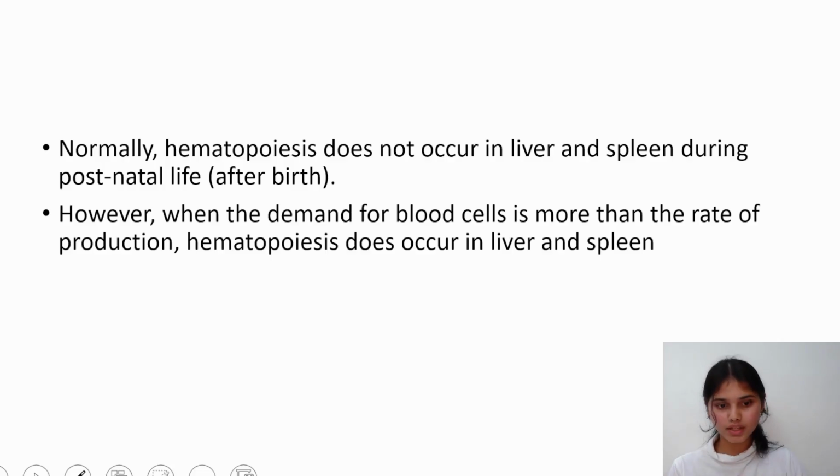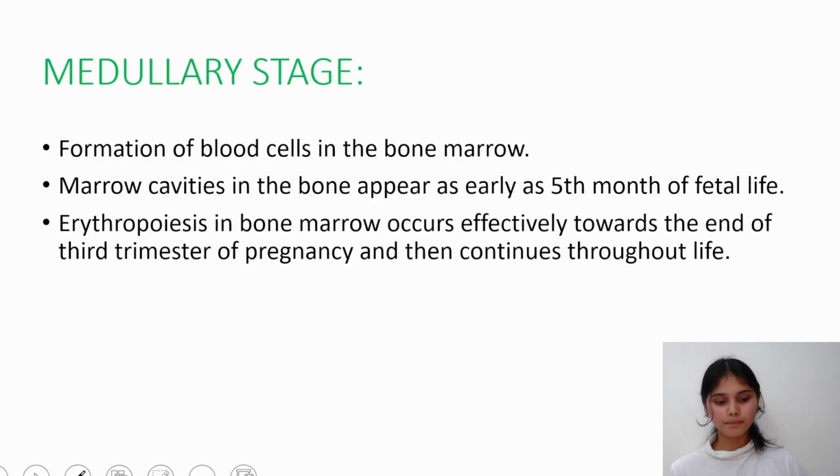Extramedullary, outside the medulla. So hematopoiesis does not occur in the liver and spleen after postnatal life, that is after birth. However, when the demand for blood cells is more, let's say your body demands more blood cells, but the production is less compared to the demand, then this extramedullary stage of hematopoiesis can definitely occur, which is quite abnormal. Then we have the medullary stage, the final stage, which obviously takes place in the bone marrow, the formation of blood cells in the bone marrow.